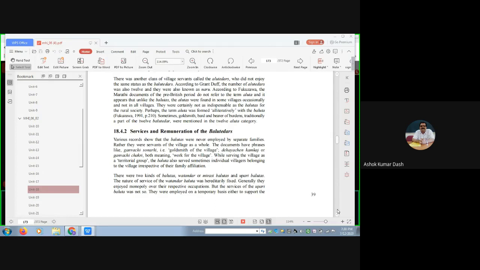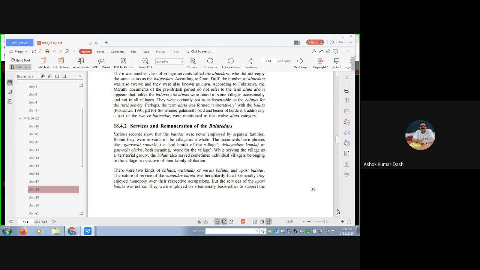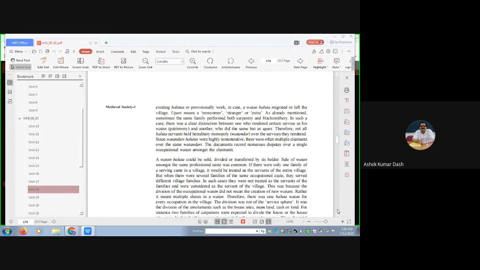Next page. May I have next page, please? Existing Balutas or provisionally work in case a Vattan Baluta migrated or left the village. Vattan Balutas, those who have been given the work to do on the hereditary basis and get their remuneration on the hereditary basis, if this Vatan Baluta migrates to another village, then some temporary Balutadar used to take up the work of this Vatan Baluta, and therefore this Upari Balutadar did not have that monopoly, that type of opportunity or privileges that Vatan Balutadar was having.